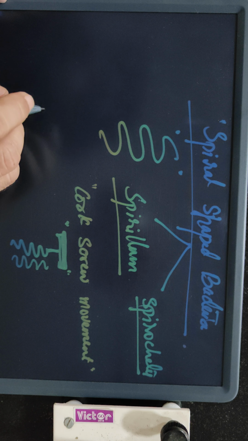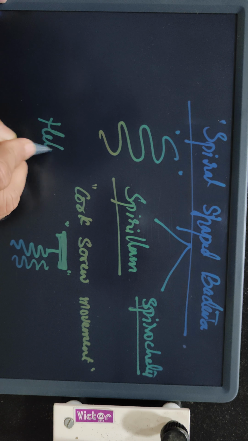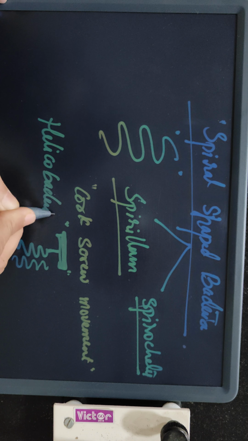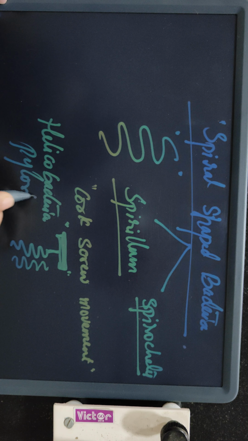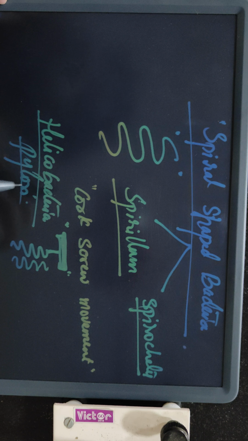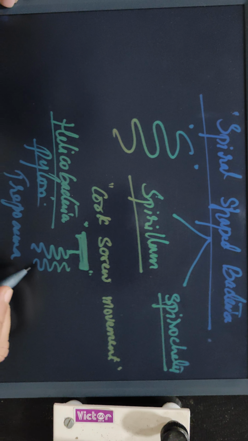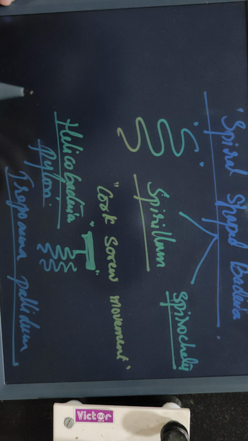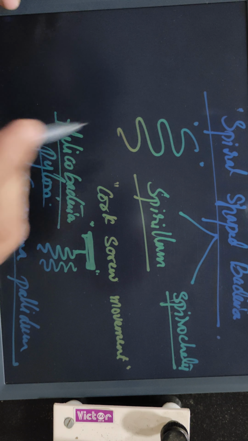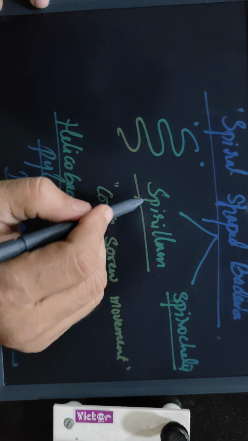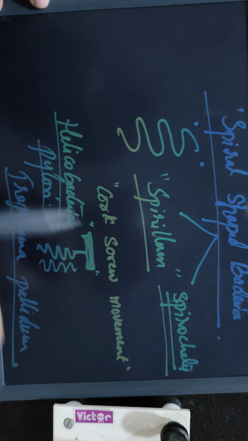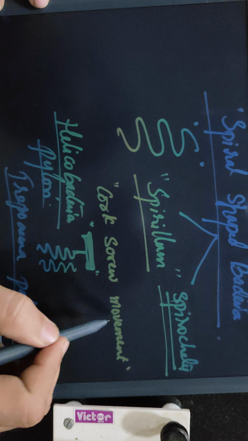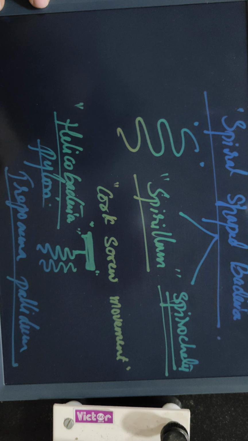Some of the examples for this: Helicobacter pylori, Treponema pallidum. So spiral shaped bacteria, there are 2 different types, spirillum and spirochetes. They have corkscrew shaped movement. Example, Helicobacter pylori, Treponema pallidum.